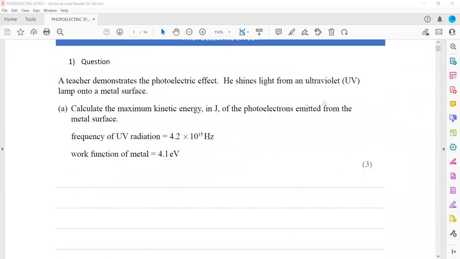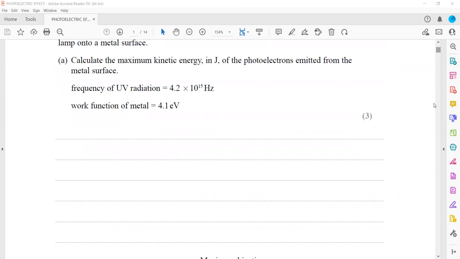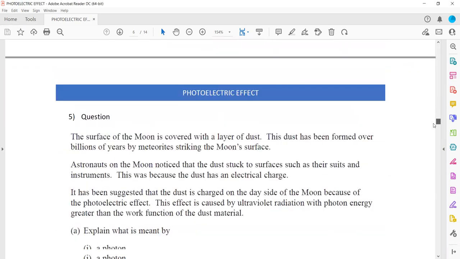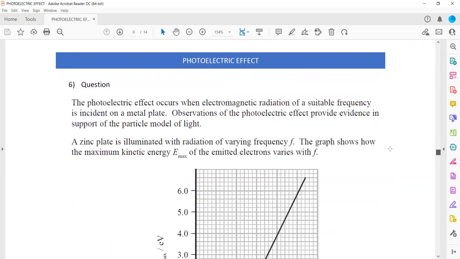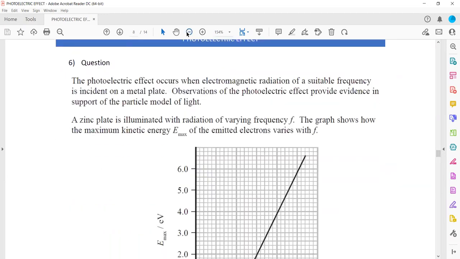So, the assignment related to the photoelectric effect. The first 5 questions I have already recorded in a session, so we'll discuss from question 6 onwards.